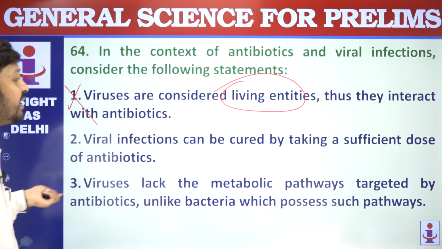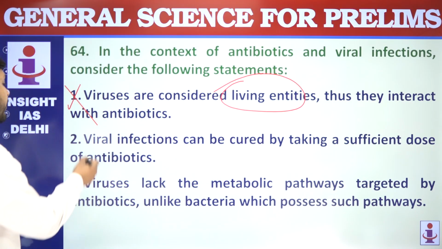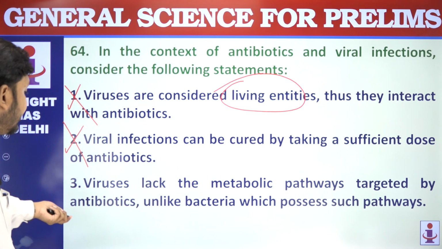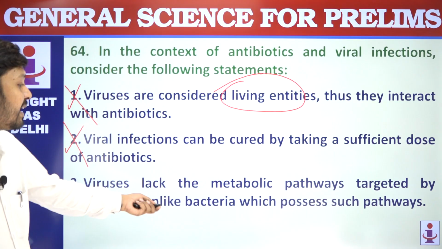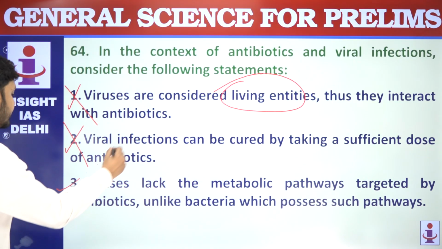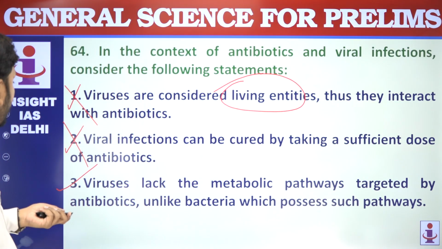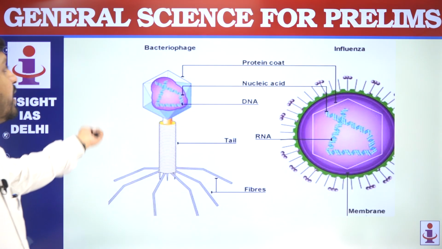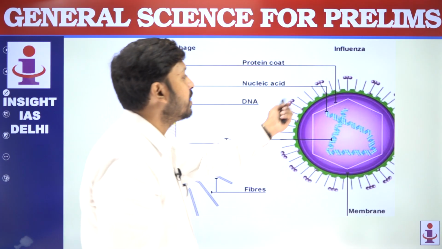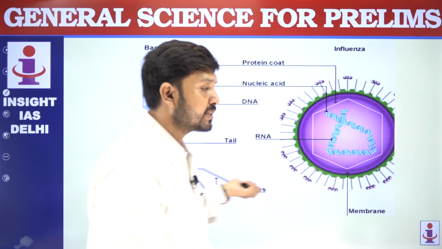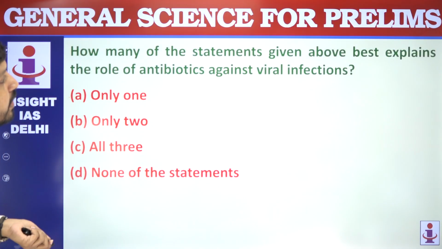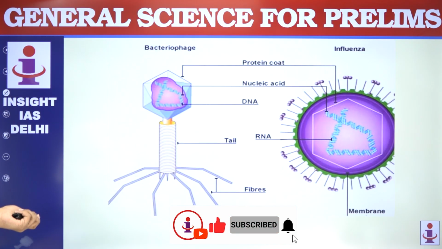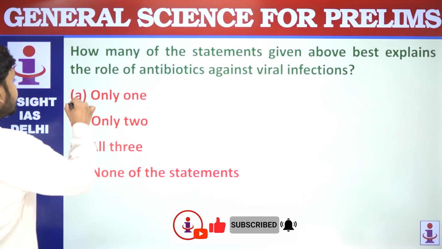So let's see, viral infection can be cured by taking sufficient dose of antibiotics. Wrong. Viruses lack the metabolic pathways targeted by antibiotics, unlike bacteria which possess such pathways. This is the right one, which is what I was discussing. So 1 and 2 are wrong and the 3rd one is right. So this is the normal bacteriophage virus, this is the COVID coronavirus, all these things. Which of the following explains the role of antibiotics against viral infection? Only one statement is right, that is the 3rd one. So the answer will be A.